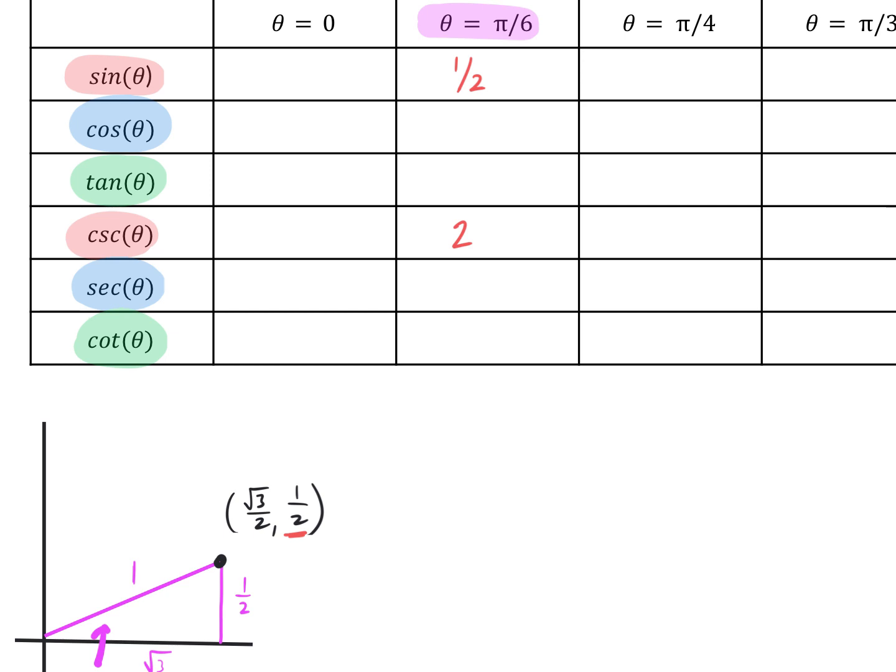Okay, cosine. Cosine is my x value. So cosine is going to be the square root of 3 over 2, which means that secant is going to be 2 divided by the square root of 3.